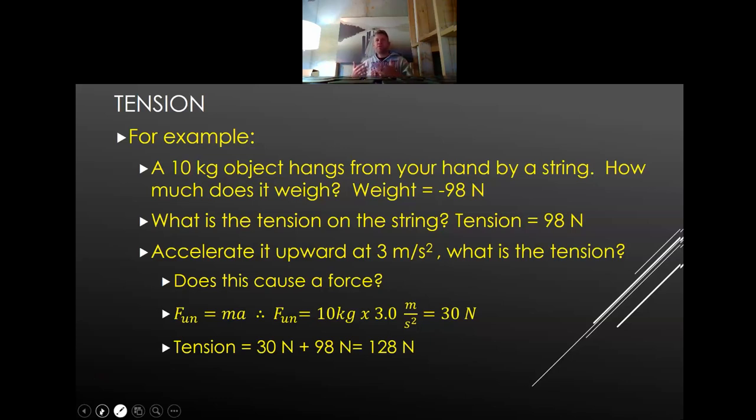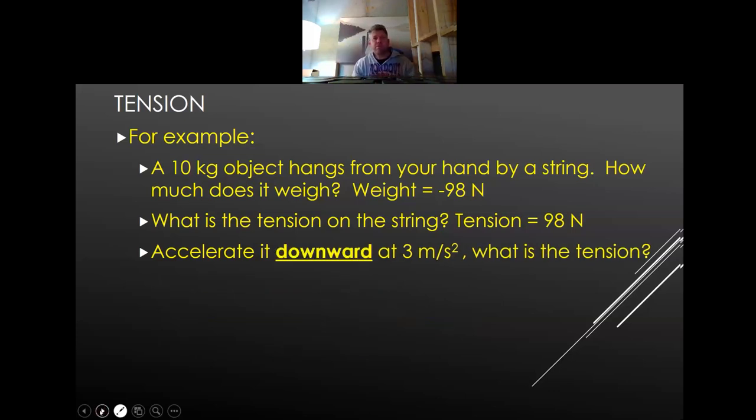Should it be harder to lift an object up using a string or a rope or a cable or a wire? Yes, absolutely it should. Right? It's gonna take some force. If you ever held up that prize-winning fish that you caught, right? It's gonna take some force sometimes to lift those big suckers up.